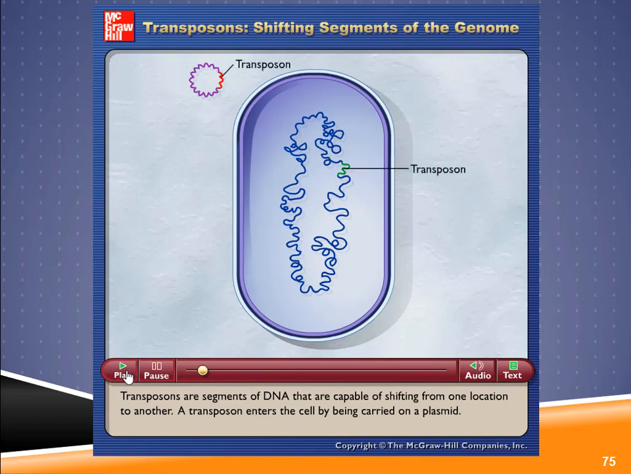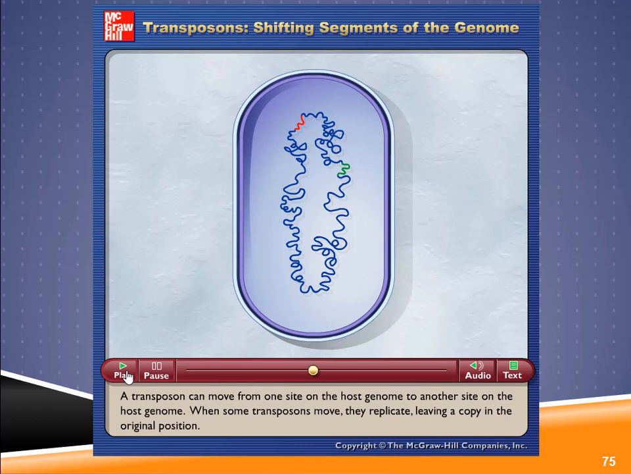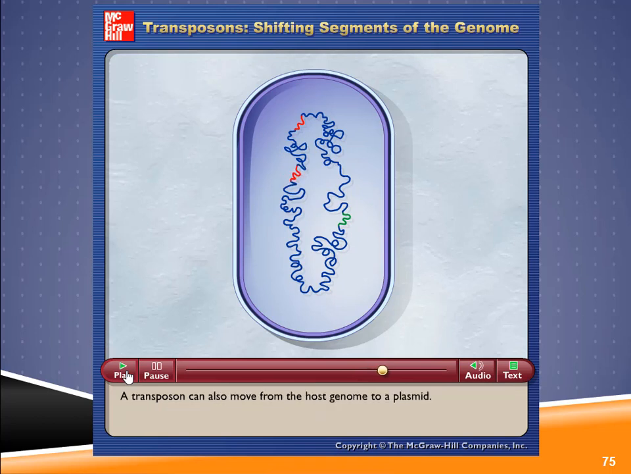Transposons are segments of DNA that are capable of shifting from one location to another. A transposon enters the cell by being carried on a plasmid. A transposon can then move from the plasmid into the host cell genome. A transposon can move from one site on the host genome to another site on the host genome. When some transposons move, they replicate, leaving a copy in the original position. A transposon can also move from the host genome to a plasmid.